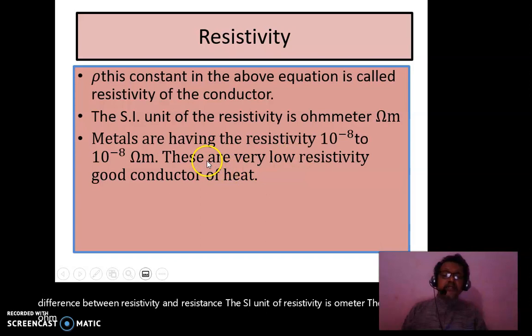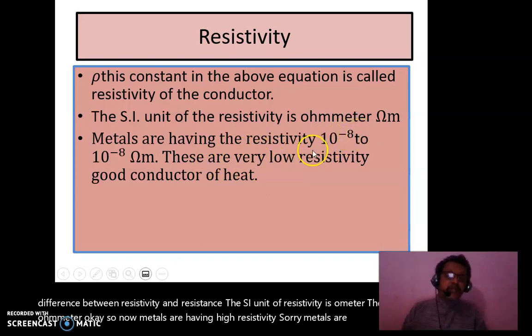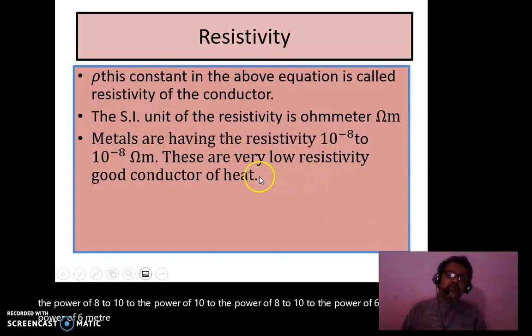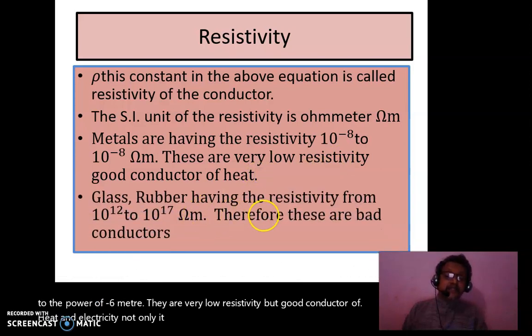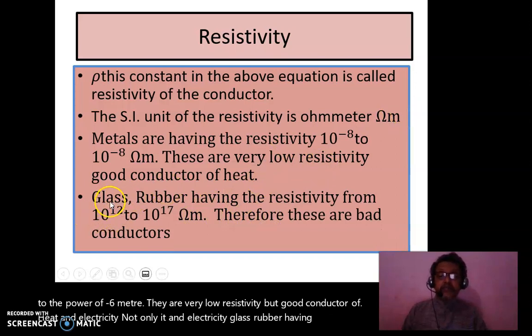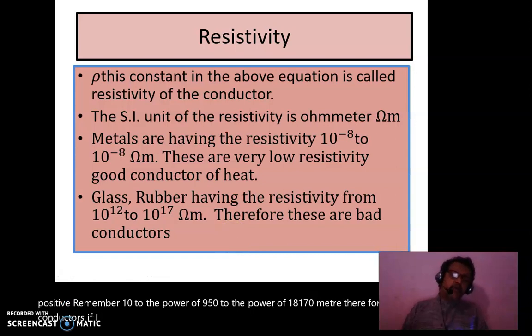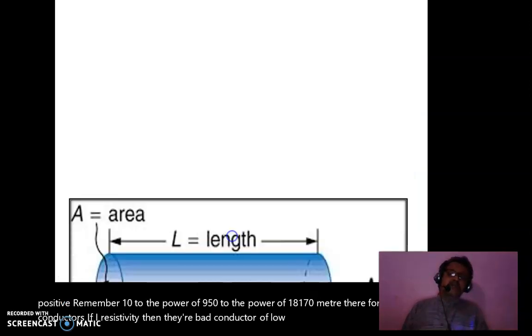Okay. So metals have low resistivity, 10 to the power of minus 8 to 10 to the power of minus 6 ohm meter. They have very low resistivity but are good conductors of heat and electricity. Glass and rubber have high resistivity, 10 to the power of 12 to 10 to the power of 17 ohm meter. Therefore, these are bad conductors. If high resistivity, then they are bad conductors. If low resistivity, they are good conductors.